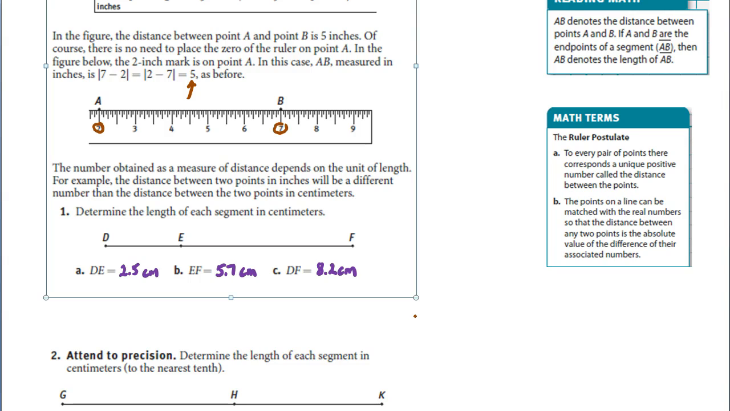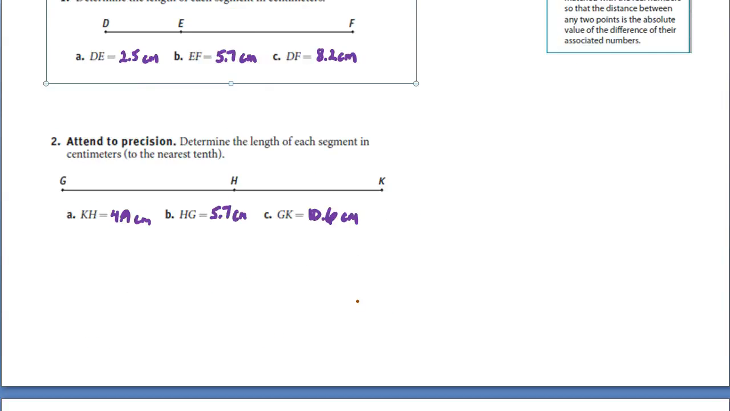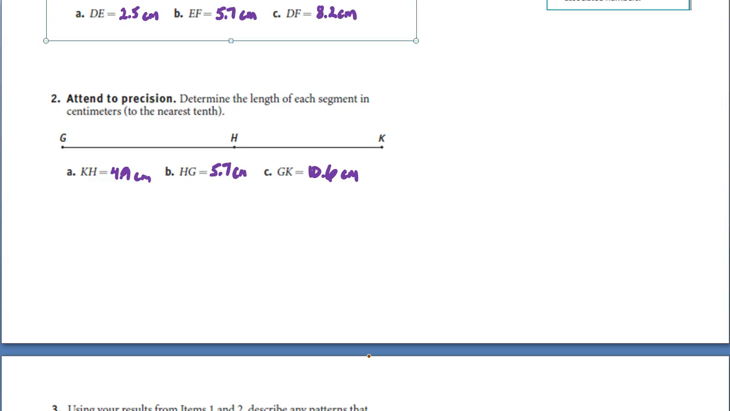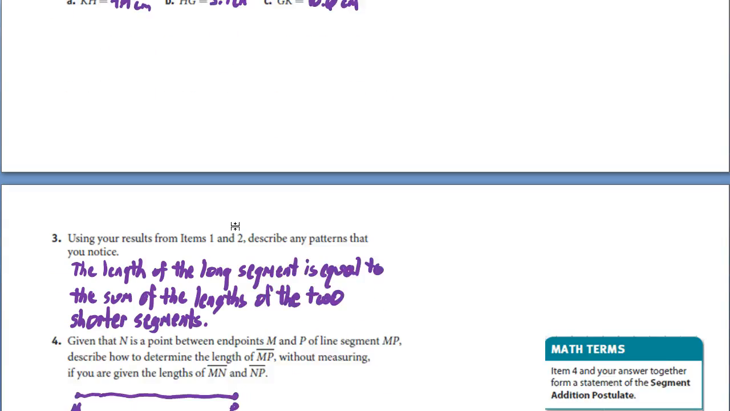Number 1, determine the length of each segment in the book in centimeters. We're not going to take the time to put rulers down in the book and actually have you measure them. So here in the video, these are the results. Notice that when measuring in centimeters, I'm going out to 1 decimal place, which represents those millimeter marks on the ruler. Number 2, similar idea. This was just another opportunity to practice using the ruler. Hopefully, though, you know how to use a ruler from years of being in school.